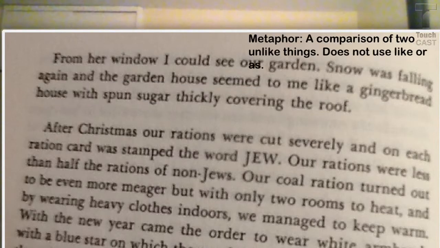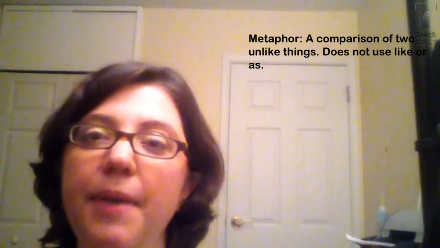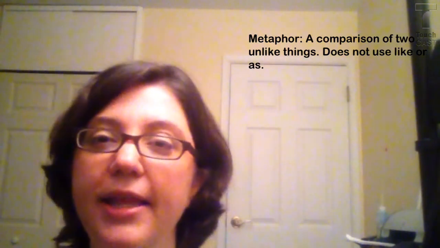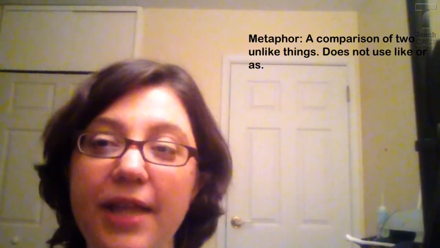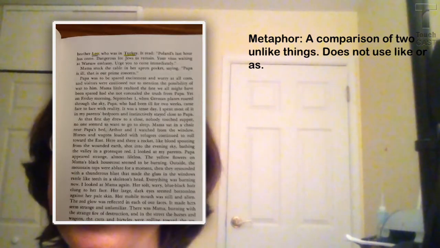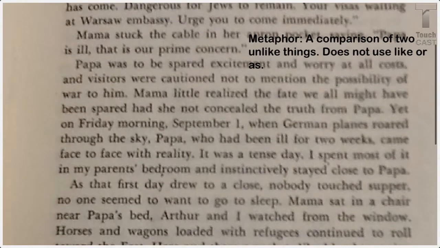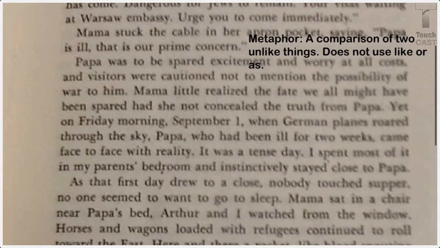All right, the next literary device we're going to talk about is metaphor. Now I'm going to go ahead and hide that for a minute. If you look, the metaphor is a comparison of two unlike things, but instead of having like or as, there's no like and there's no as. So this page right here I'm going to blow up so that you can actually see it, and we're going to find the metaphor, okay?